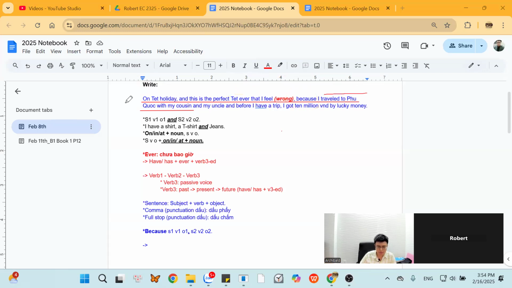I traveled to Phuoc with my cousin. This part, I don't understand the reason why you use because here. And how many sentences do you want to connect? And what sentences do you want to include with the word because? So please look at the sentence, Robert. Fix it. Fix your sentence. Let's go, Robert.